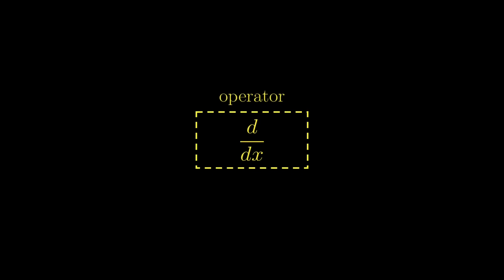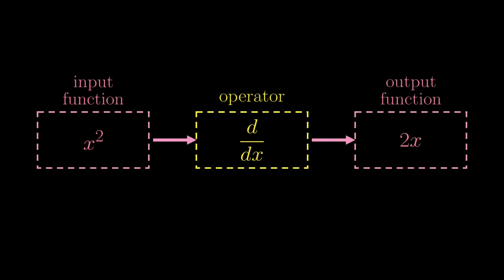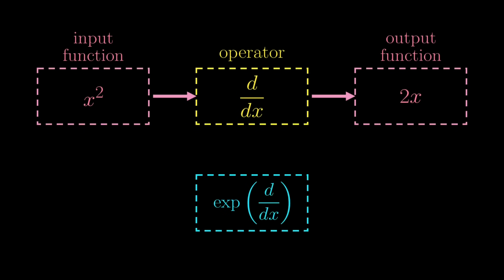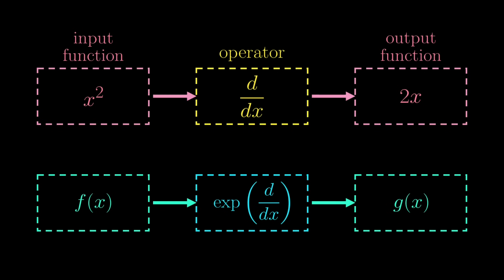The derivative itself is an operator, which means that it takes a function as input, in this case the squaring function as illustrated, and outputs another function, which is the doubling function as illustrated. The exponential of d/dx that we are going to define is also an operator, but we will see how an input function f(x) changes to the output function g(x) under this exponential operator.